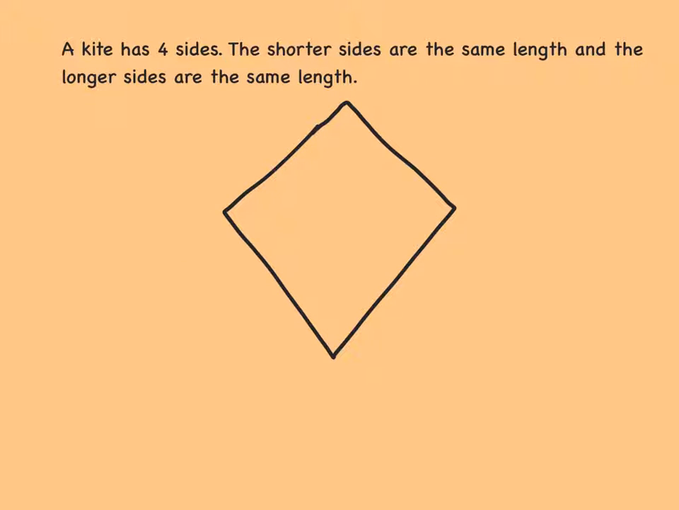A kite has four sides. The shorter sides are the same length, and the longer sides are the same length. So these two sides at the top are the same length, and then these two sides on the bottom are the same length.